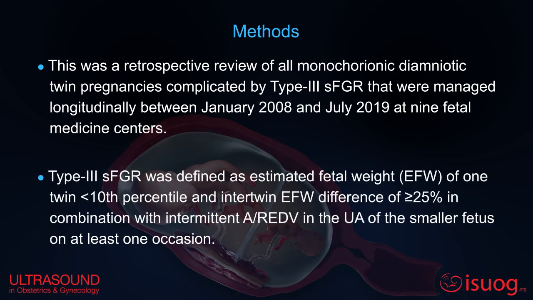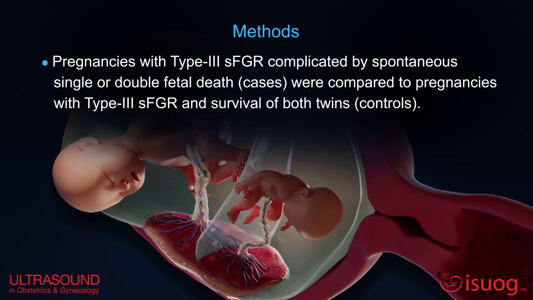Type 3 SFGR was defined as estimated fetal weight of one twin less than the 10th percentile, and intertwin weight difference of greater than or equal to 25% in combination with intermittent absent or reversed end diastolic flow in the smaller fetus. Pregnancies with type 3 SFGR, complicated by spontaneous single or double fetal death, were compared to pregnancies with survival of both twins.